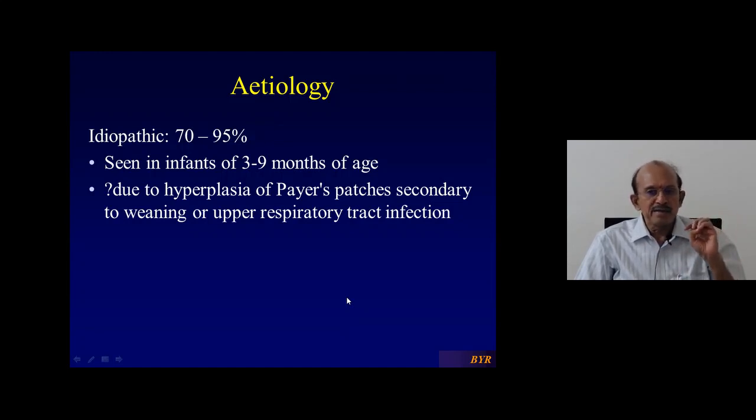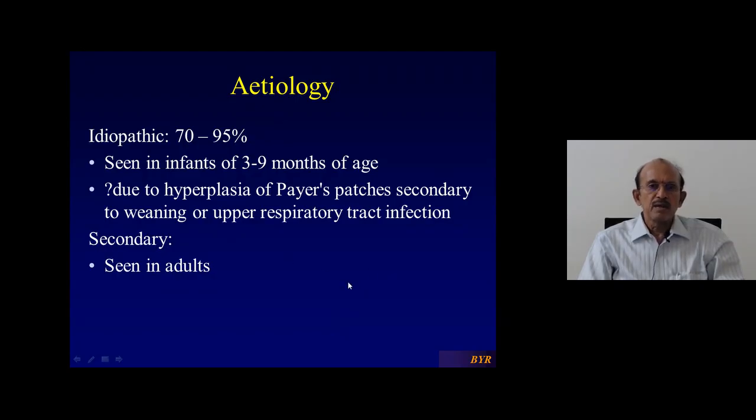So in the infants, the cause is not known. Probably it is due to hyperplasia of the Peyer's patches. The Peyer's patches become hypertrophic whenever there is some intestinal infection or even some general infection like cold and cough. So there will be lymphoid hyperplasia. Whenever lymphoid hyperplasia is there in the body, the Peyer's patches also get hypertrophic. So these hypertrophic patches, when they protrude into the lumen, can act as a lead point for the intussusception to occur.